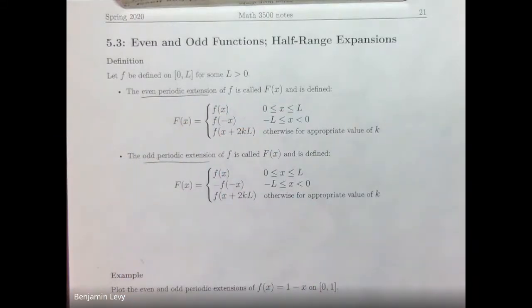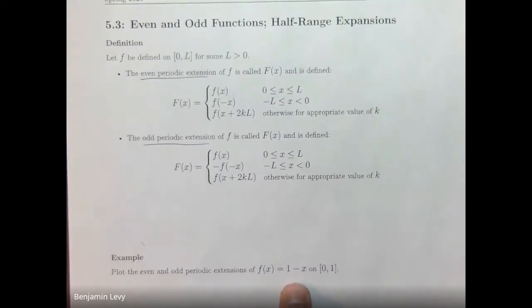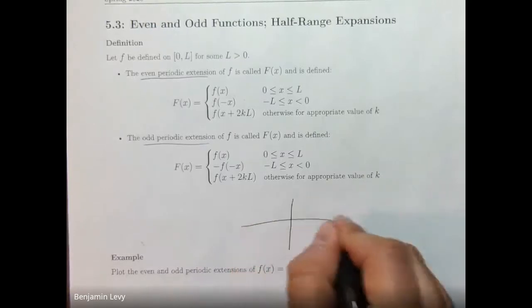The types of questions you see for this are what's written down below here, like plot the even and the odd periodic extension of this graph. Let's go through them one at a time and then apply it to this function. What we want to do is plot the even and the odd periodic extension of 1 minus x, and 1 minus x is currently defined from 0 to 1. So let me draw that picture first, and then we'll go through each definition and apply it one at a time.